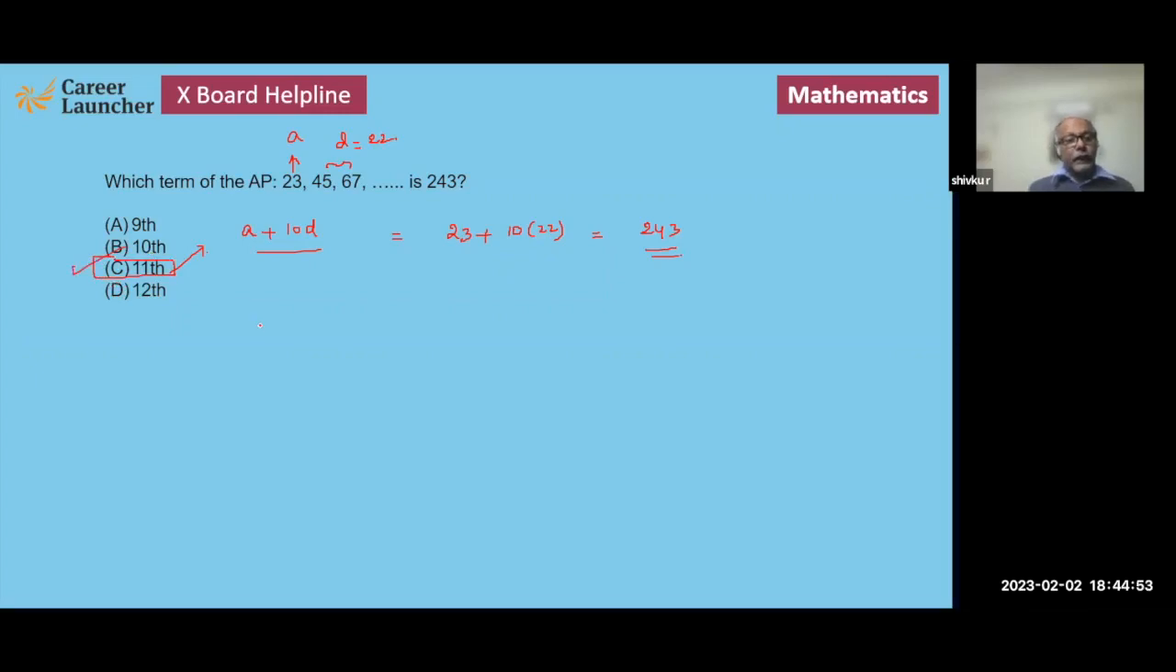ये भी हो सकता है कि अच्छा हम अगर चेक करें, we can always check that. If I want to find out if 243 is equal to 23 plus n minus 1 into d, d is 22, right? We can see that n minus 1 is equal to 10, hence n must be equal to 11. So this is your second way of solving the question, where we are using the formula to do it.